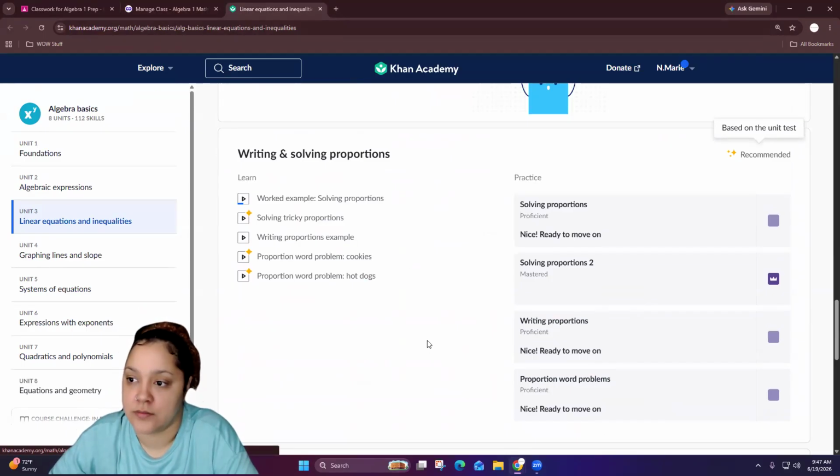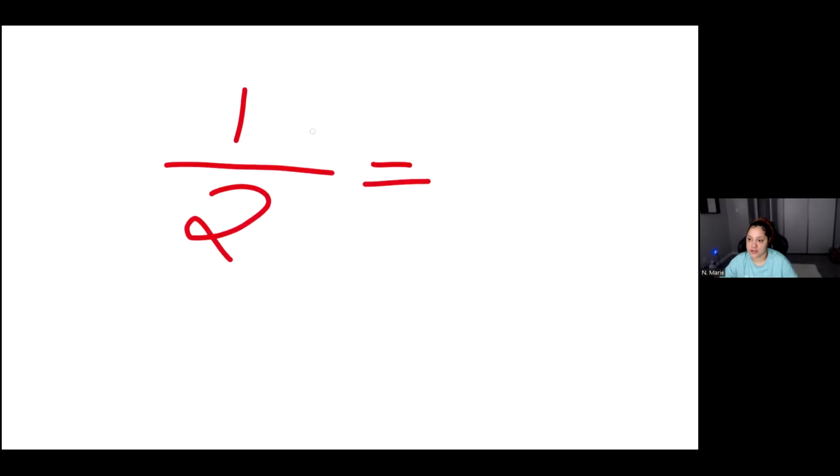All right, so let's go to the whiteboard. All right, so proportions are things that are basically equivalent. Like when you learn fractions, you might have learned equivalent fractions or ratios. So, 1/3 is equal to 2/4. It's the same. So with proportions, you will be solving proportions.